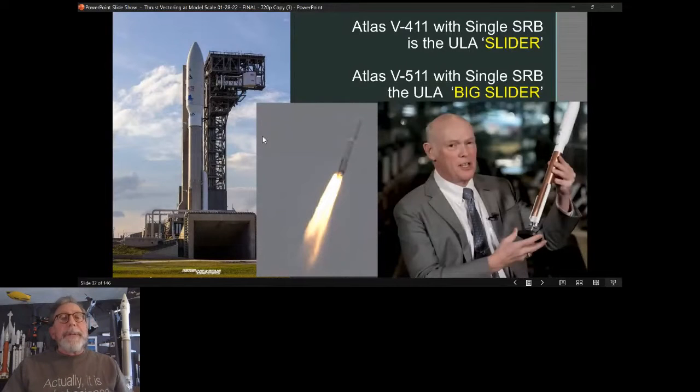So I'll show you some of that in a minute when I get to the boilerplate. So I just added these slides. Last week, ULA launched an Atlas 511, which is the same booster as the model that I did, except it has a 5-meter fairing. So ULA calls that the big slider. And Tori Bruno is the CEO and president. He's also a rocket scientist. He can explain this a whole lot better than me. So here's a video of him explaining some of the rocket science here.